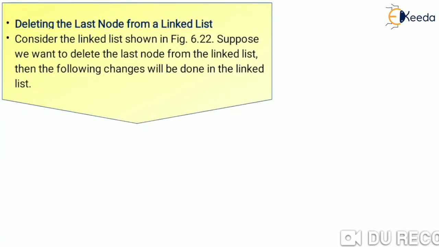Now next, deleting the last node from the linked list. Now in which manner are we doing this? Okay, now consider figure 6.22. Suppose we want to delete the last node from the linked list. The following changes are what we have to observe in the linked list.